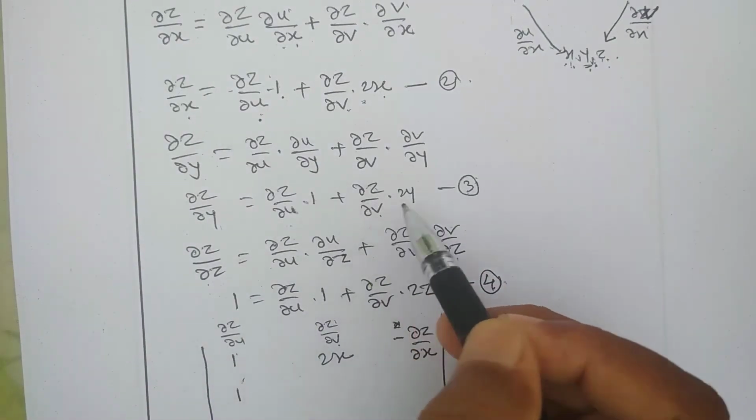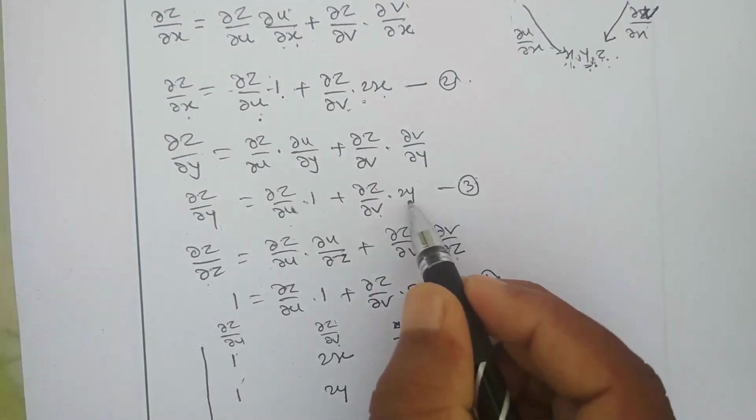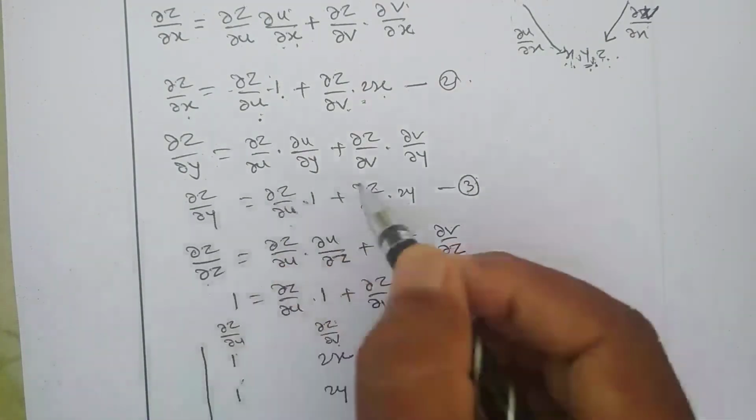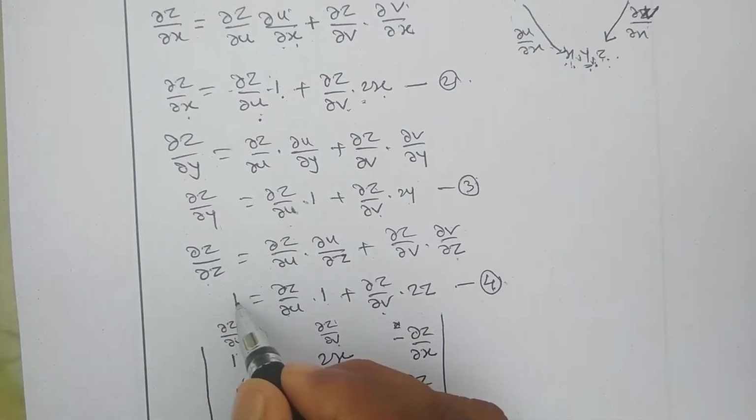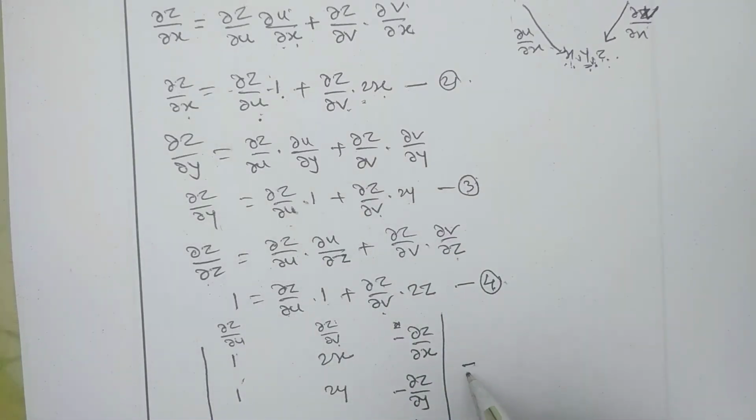Coefficient of ∂z/∂v, it is 2y. And the different term, that is ∂z/∂y, to the right-hand side, it is minus ∂z/∂y. Now third equation, coefficient of ∂z/∂u, it is 1. Coefficient of ∂z/∂v, it is 2z. And the different term, it is minus 1. When this term goes to RHS, it becomes minus 1 equals 0.